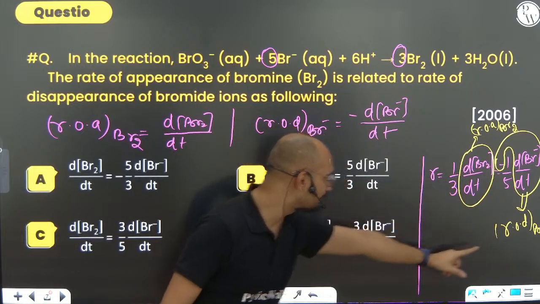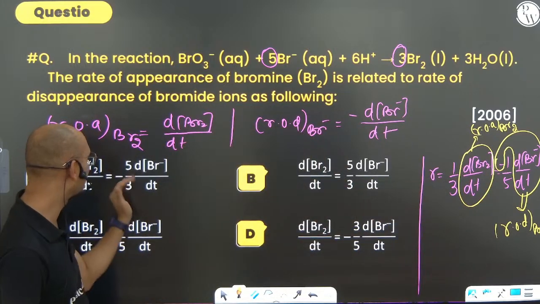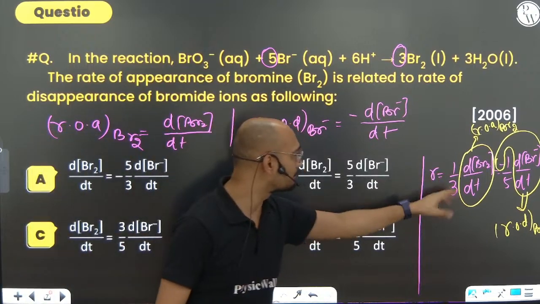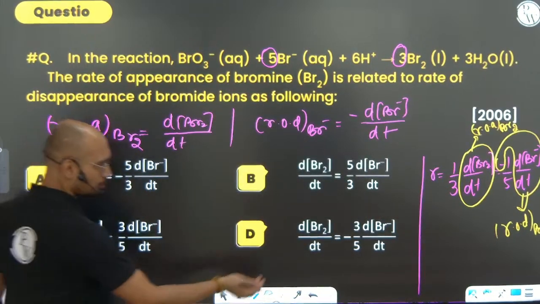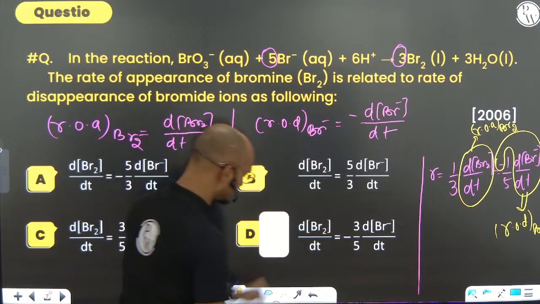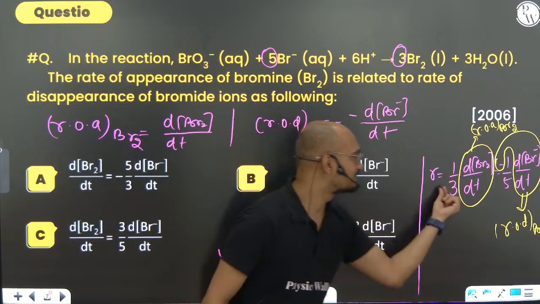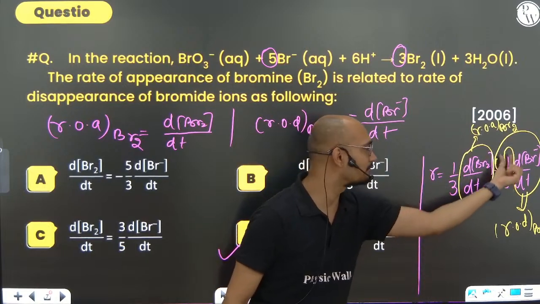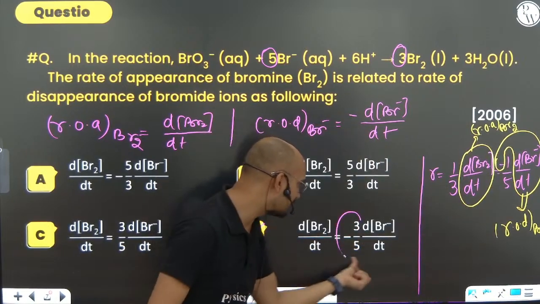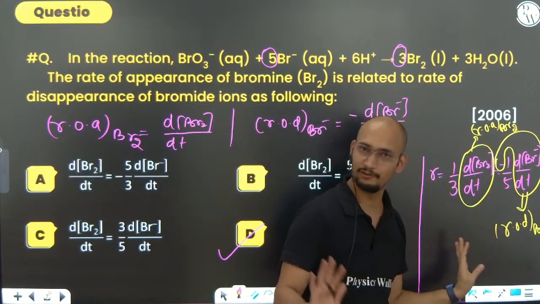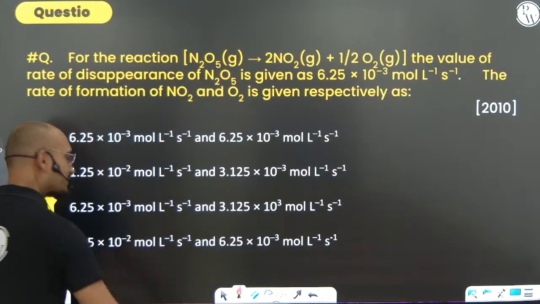Br2 has the stoichiometric coefficient 1 by 3 and bromide 1 by 5, so 5 by 3. Option D is the correct option. I can see it very easily. Br2 sends this 3 to this side, so minus 3 by 5 d[Br-] by dt. So option D is the correct option. Just see the options and get the answer.